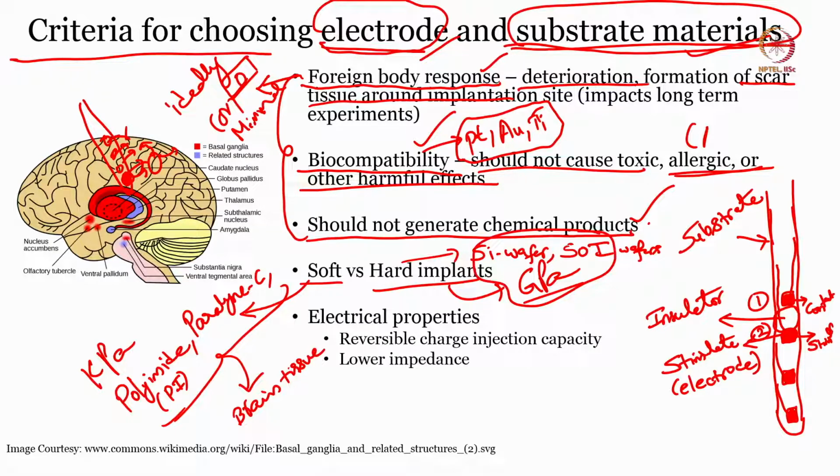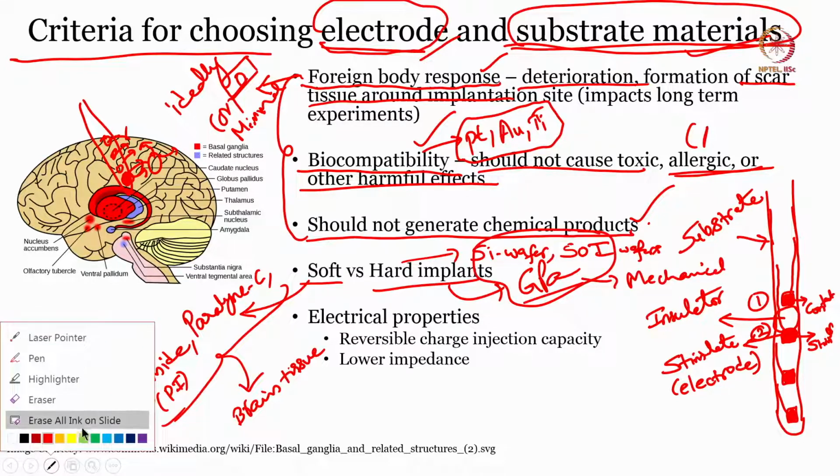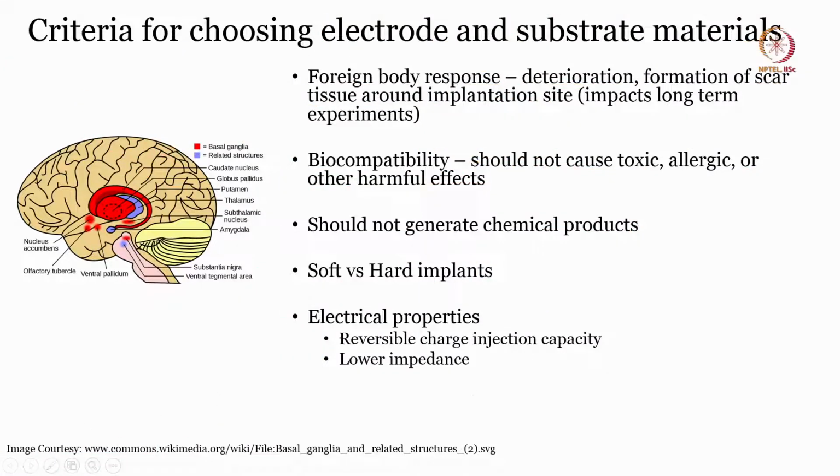There is a lot of research also taking place in terms of inventing or discovering softer implants, and this comes under the mechanical aspect. The other one which is most important, let me erase everything, is the electrical properties. Finally, these are related to the electrode.